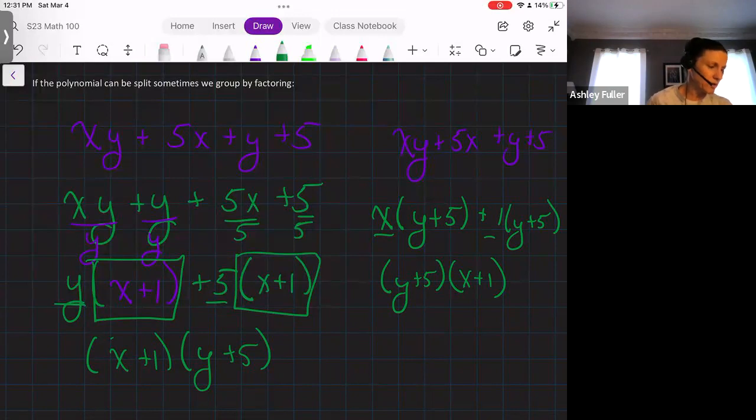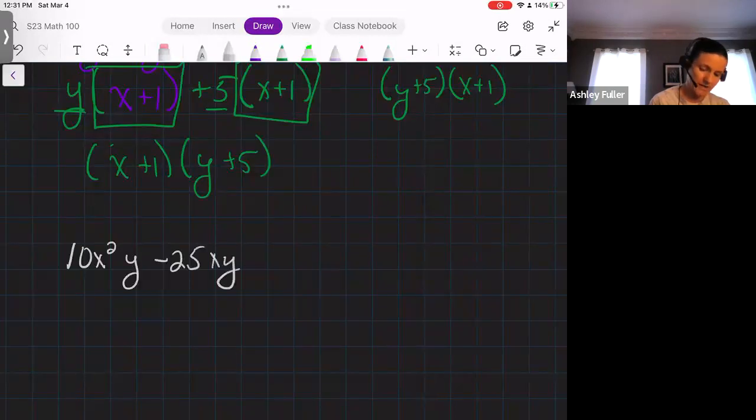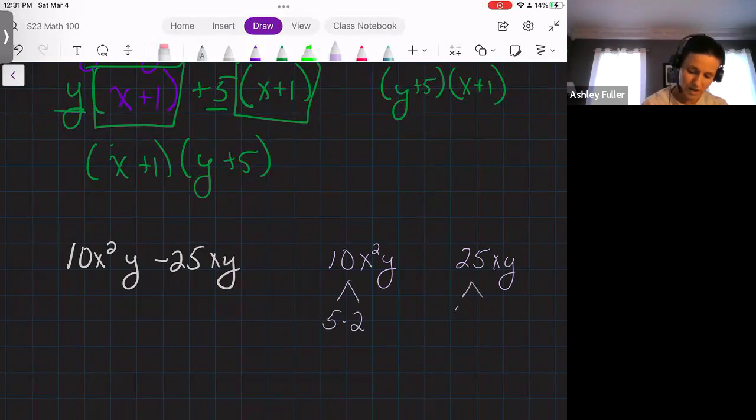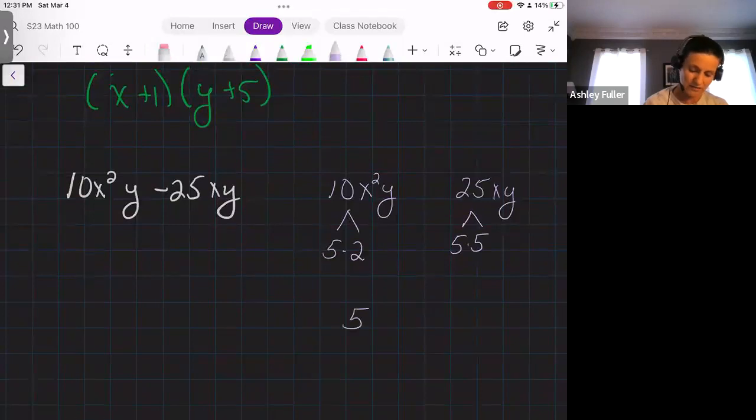Let's do one now where we have to pull out a GCF. If I'm given something like 10x squared y minus 25xy, I'm going to find the prime factorization of both terms. So I have 10x squared y and 25xy. 10 can be factored into 5 and 2, which is the prime factorization. 5 and 5 give me 25. So my common factors are they each have a 5. The lowest exponent is a 1. They each have an x, and they each have a y, each with the lowest exponent of 1. That means my GCF that I'm going to pull out is 5xy.